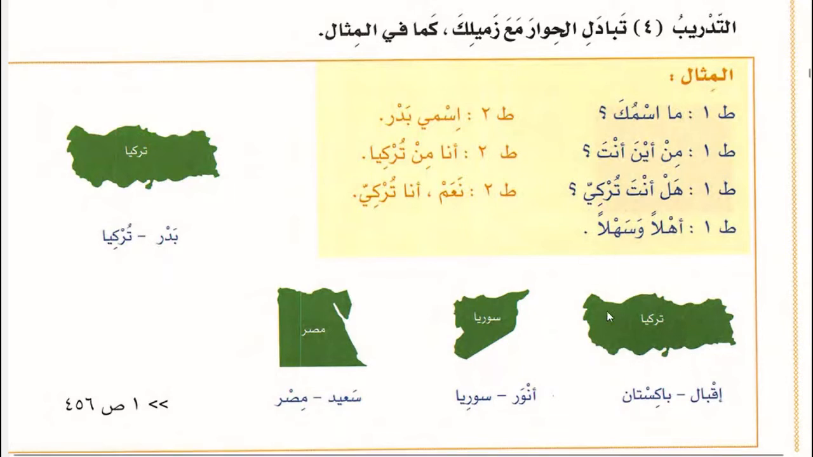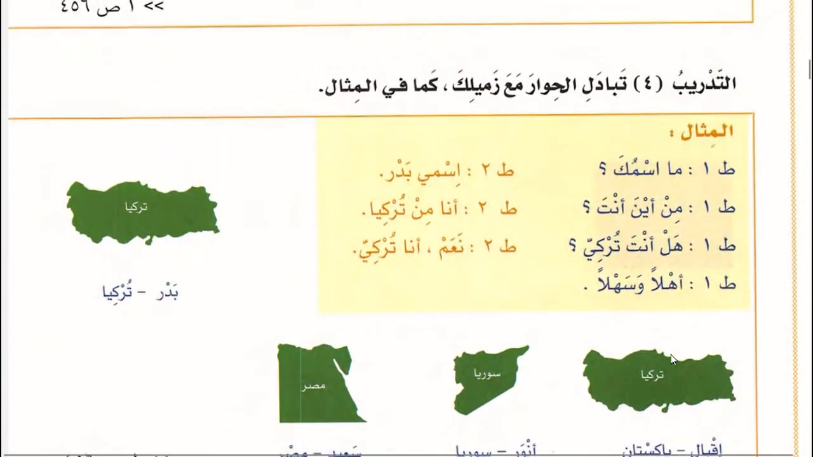So here is a mistake. Here we have the map of Pakistan, but by mistake they have printed the map of Turkey. So you will hide the example and you will ask him three questions: name, where are you from, and are you Pakistani. Then you will replace the nationality word here. So you better write these three questions in English, then you will practice them.